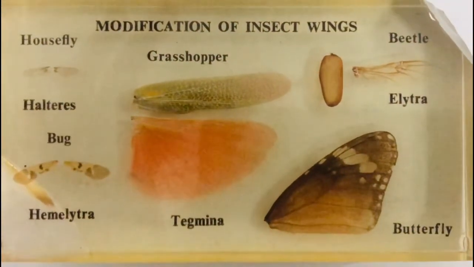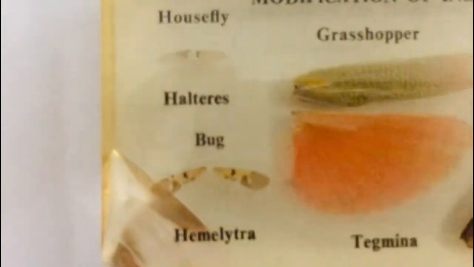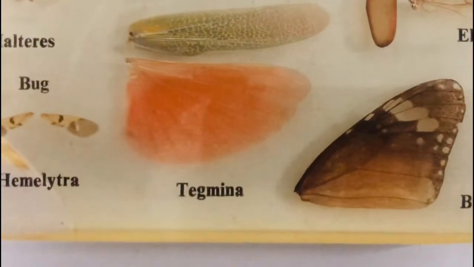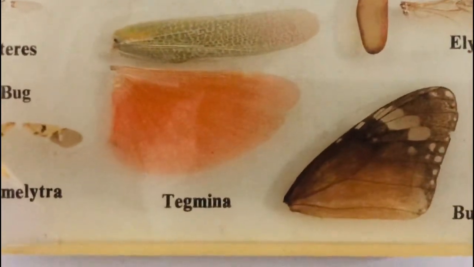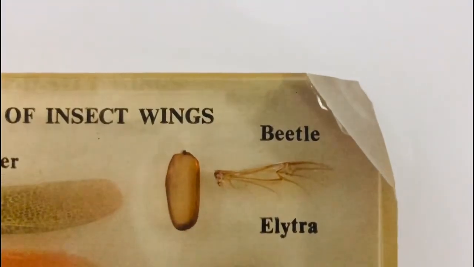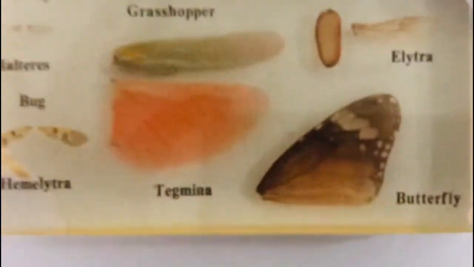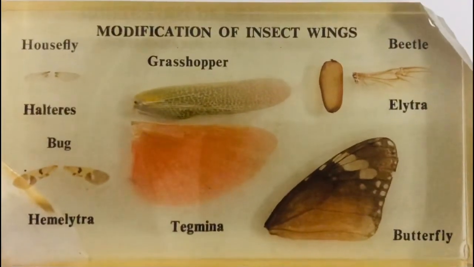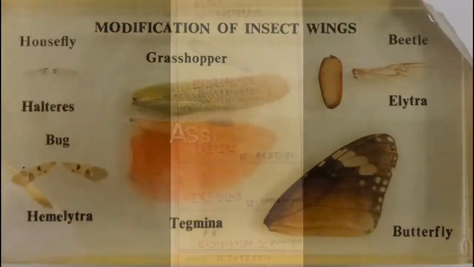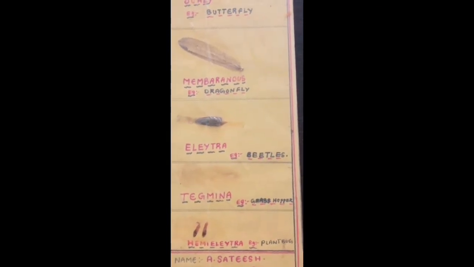Here you can see various types of wings. The first one is the housefly, and the second one is the bug, hemi-elytra type. The third one is the grasshopper, where the front pair is tegmina type and the hind pair is membranous type. Here you can see beetles, where the front pair is elytra type and the hind pair is membranous type. Then butterfly, with scaly wings. For the assignment of this class, you have to collect various types of wings and paste them on a sheet. You can submit a chart like this, plucking the wings and pasting them on a chart.